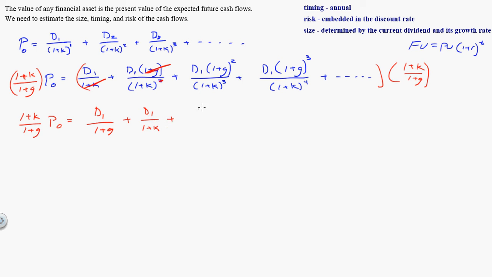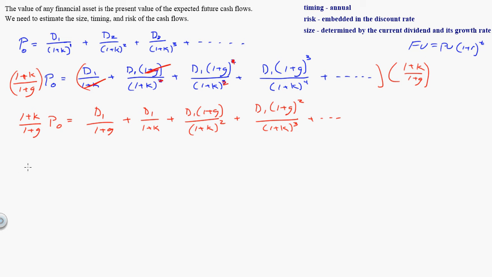So this is just algebra you've done before, maybe forgotten. D1 times 1 plus G squared divided by 1 plus G, that makes that to the first. It's going to make this to the second. It says D1 times 1 plus G over 1 plus K, and it's going to be to the second. Plus D1 times 1 plus G squared over 1 plus K cubed. And that goes on forever. I'm going to stop right there. I think that's a good enough place to stop.